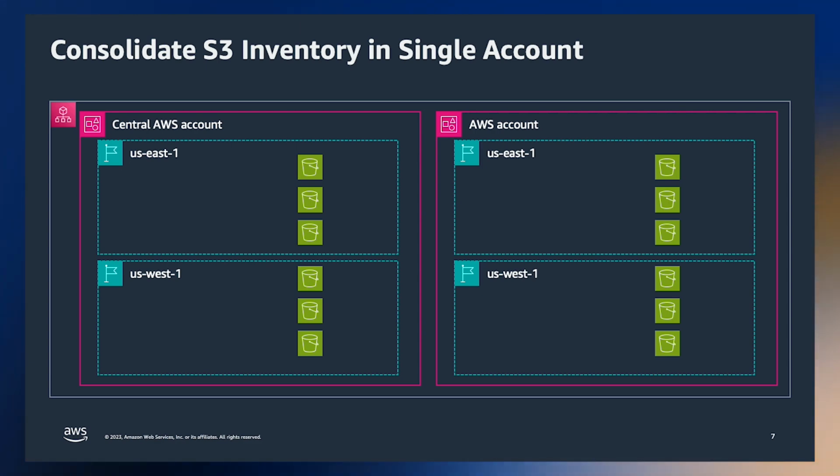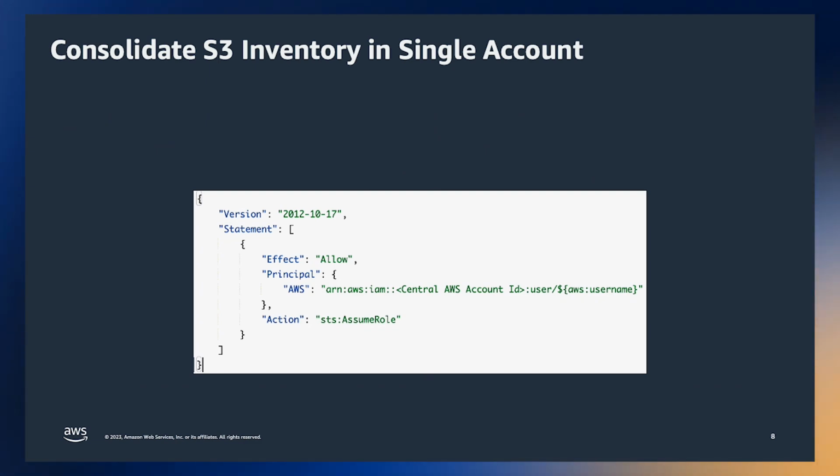To implement our solution, the user must designate one of their accounts as the central AWS account. From the central AWS account, they can run the AWS CloudFormation stacks provided in the solution. This stack creates an IAM role in each account, which grants the needed S3 service permissions such as get and list S3 bucket, and get and put S3 inventory configuration. It also creates a trust with the central AWS account to assume this role.